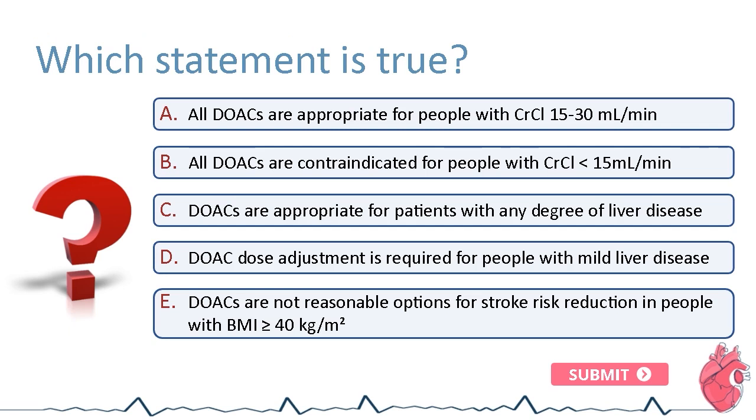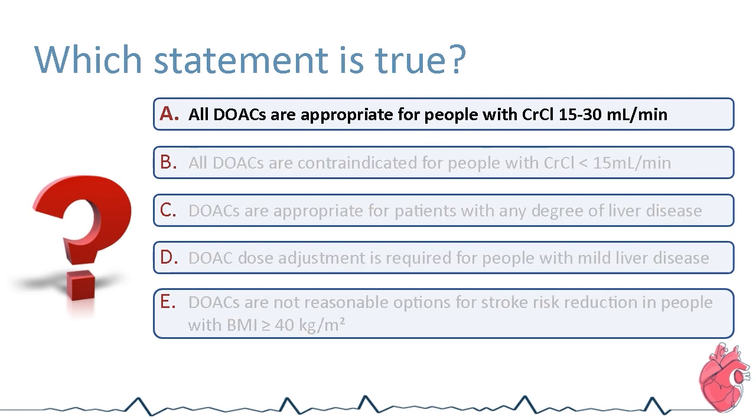So let's return to our question. Which statement is true? A, all DOACs are appropriate for people with a creatinine clearance 15 to 30 milliliters per minute. B, all DOACs are contraindicated for people with a creatinine clearance less than 15 milliliters per minute. C, DOACs are appropriate for patients with any degree of liver disease. D, DOAC dose adjustment is required for people with mild liver disease. Or E, DOACs are not reasonable options for stroke reduction in people with a BMI greater than or equal to 40 kilograms per meter squared. Please vote.